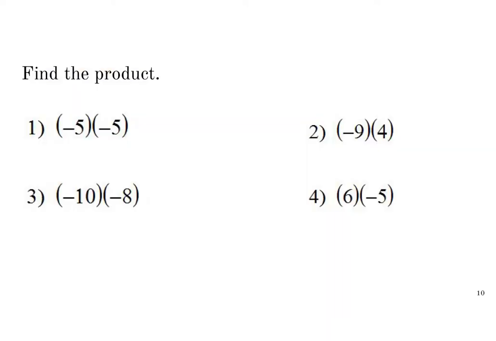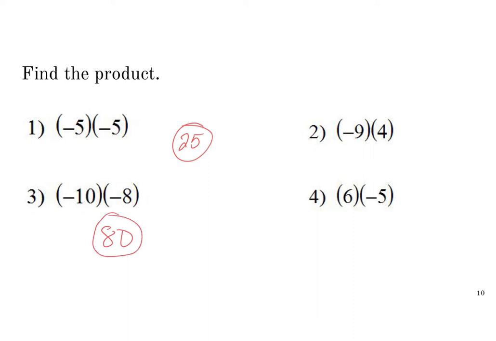So we will multiply the numbers. So 5 times 5 is 25. They are both the same, so positive answer. 10 times 8 is 80. They are both the same, so positive answer.